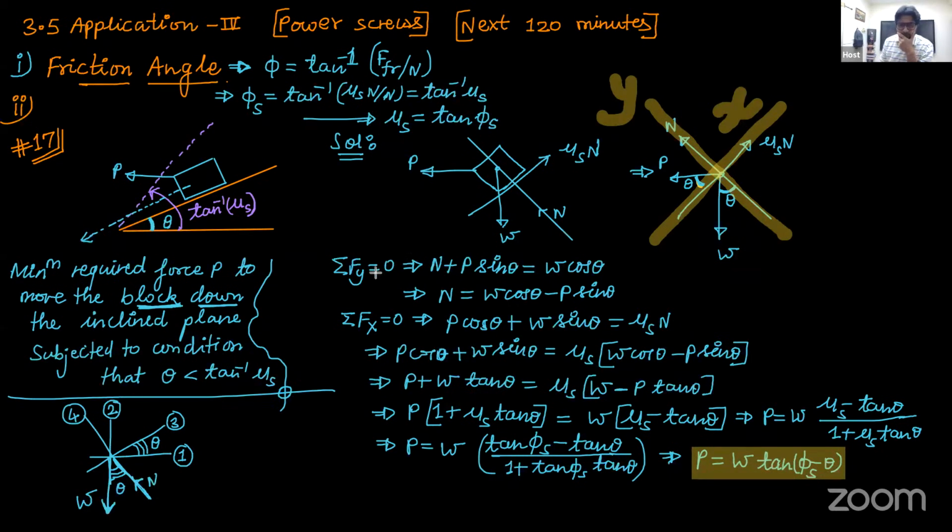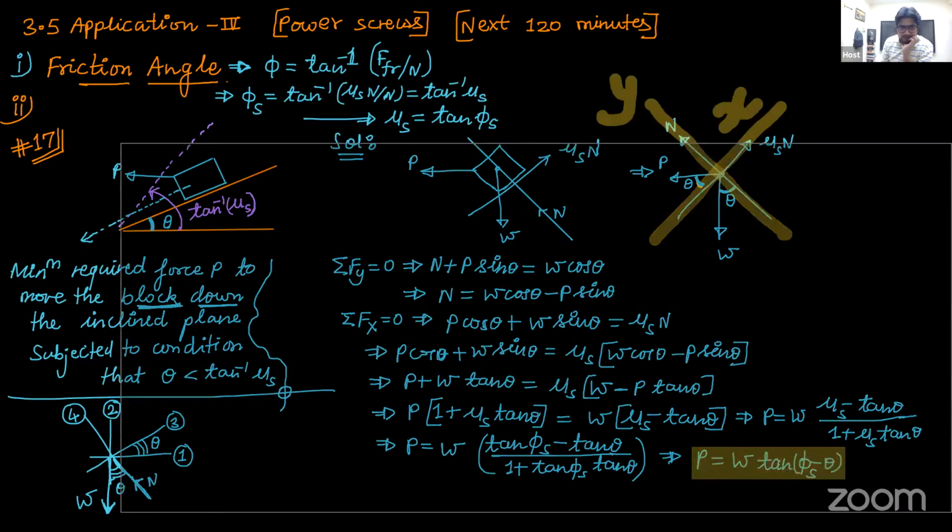Now we have done two important cases here. One, horizontal force required to move the block up the plane, W tan(phi s plus theta), and horizontal force required to move the block down the plane, W tan(phi s minus theta), where phi s is a value obtained using coefficient of friction, tan inverse mu s, and theta is the angle of inclined plane. I repeat once again, now we have done two cases. Let's save this, and then we move ahead.